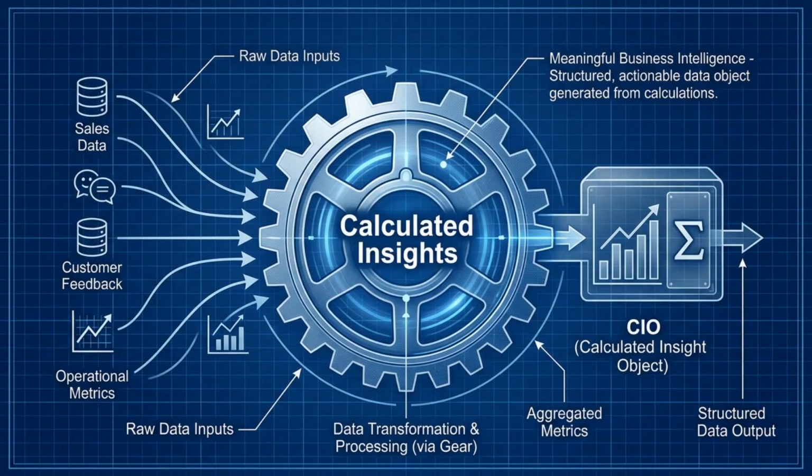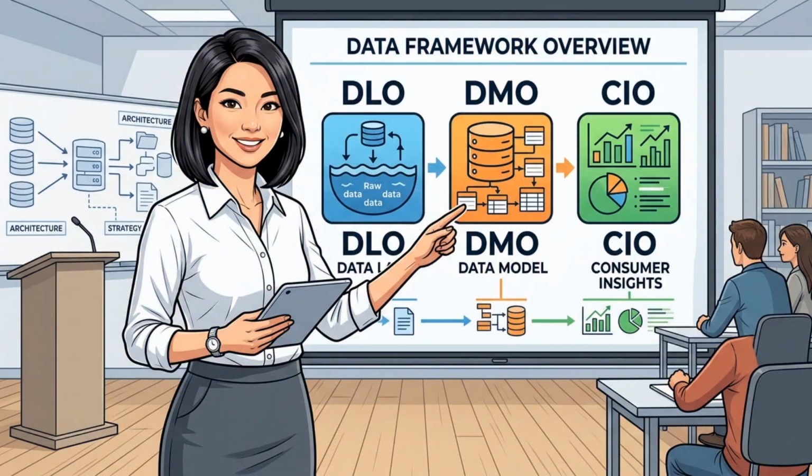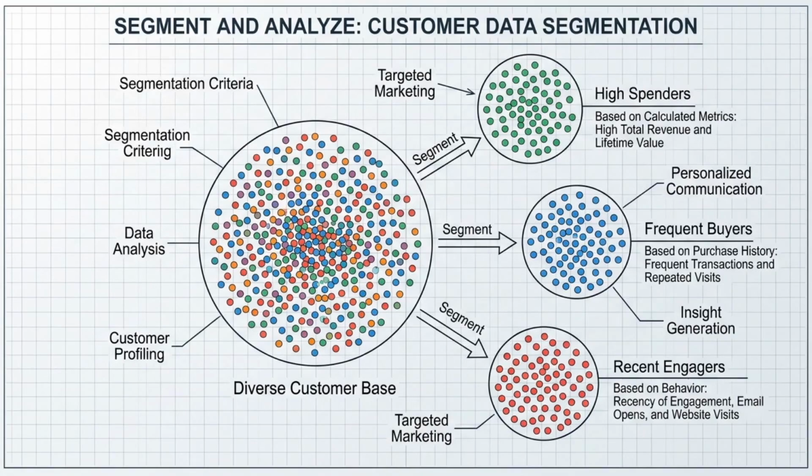Next, insights. This is where Data 360 begins generating more meaningful business intelligence. Instead of only storing records, the platform can now support calculated metrics. This is where calculated insights come in. And when a calculated insight is processed, it can create a calculated insight object, or CIO. So now, pause and lock in the three key object types: DLO for ingested data, DMO for standardized modeled data, CIO for calculated insight data. That is a very important distinction.